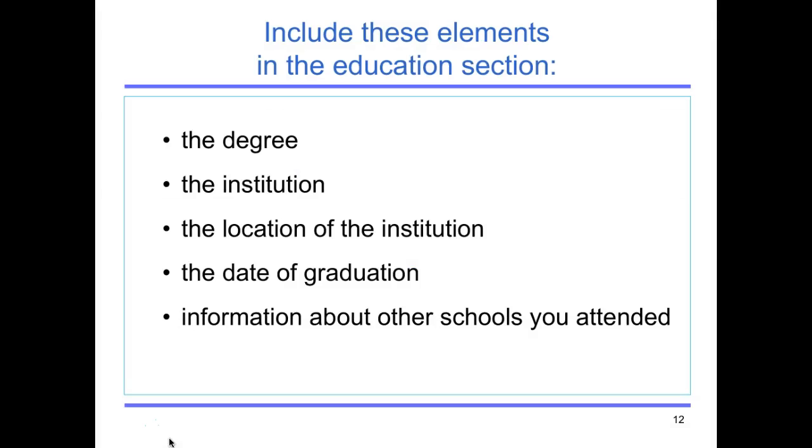In the education section, you want to include your degree, the institution, the location of the institution, the date of graduation, and any information about other schools you've attended. At this point, people always ask me about GPA. It's a good thing to put your GPA up there if it's impressive. However, if it's not 3.5 or above, I would probably consider not putting it up there because it's not really going to help you. It's not necessarily going to hurt you, but it's not a bonus.